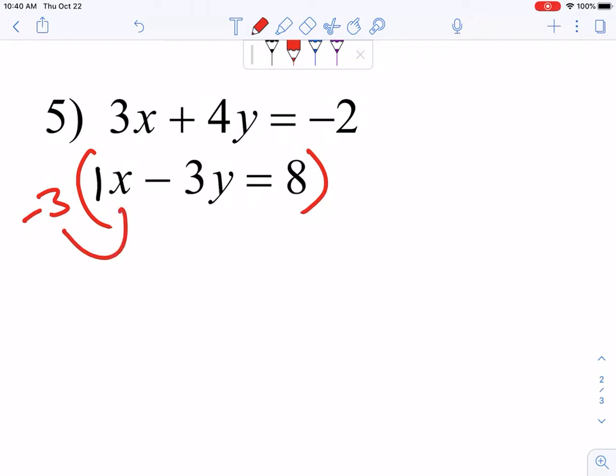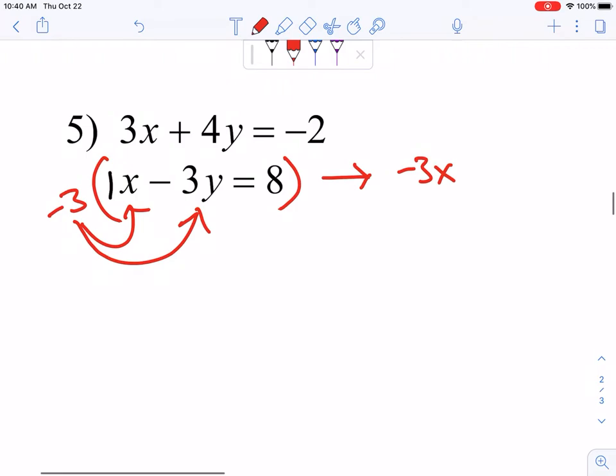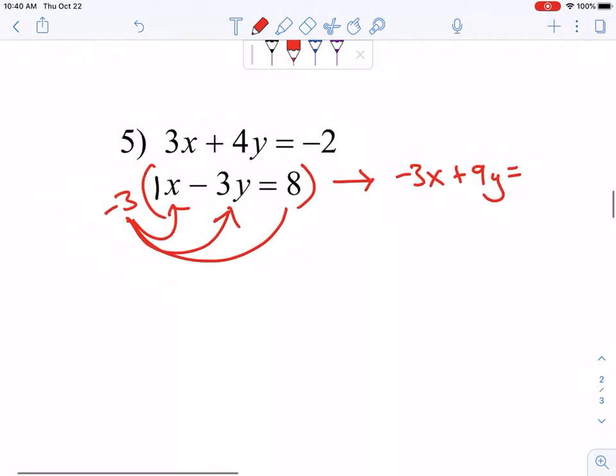So I'm going to say negative 3 times 1x, which will give us negative 3x. Negative 3 times negative 3y, which will give me positive 9y. And negative 3 times 8, which will give me negative 24. For my top equation, I don't have to change anything. So I'm going to have 3x plus 4y equals negative 2.